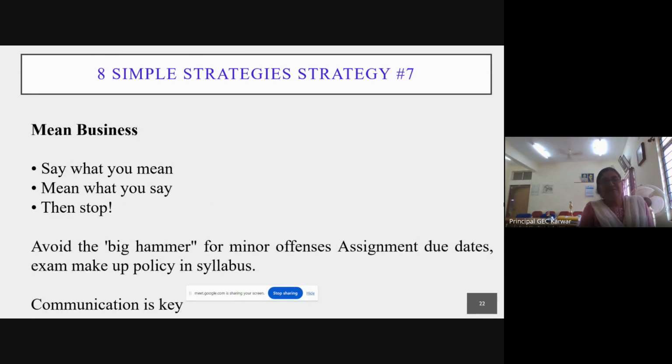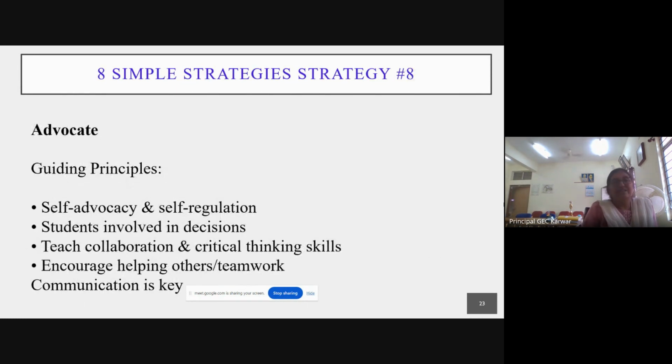Say what you mean, mean what you say, then stop. Avoid the big hammer for minor offenses. Assignment due dates and exam makeup policies in the syllabus, all those things should be done systematically. So communication is another important principle. Then advocate, self-advocacy and self-regulation. Involve students in decisions, teach collaboration and critical thinking skills, encourage helping others. Then teamwork is another important aspect.